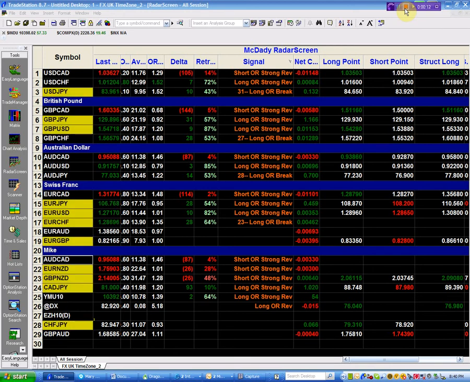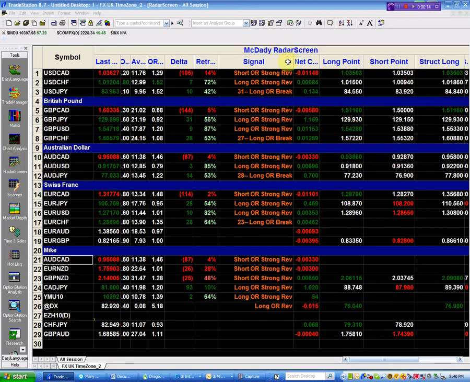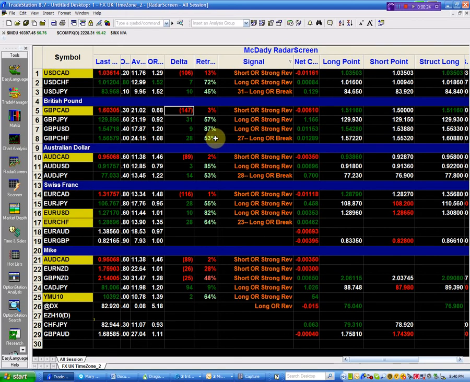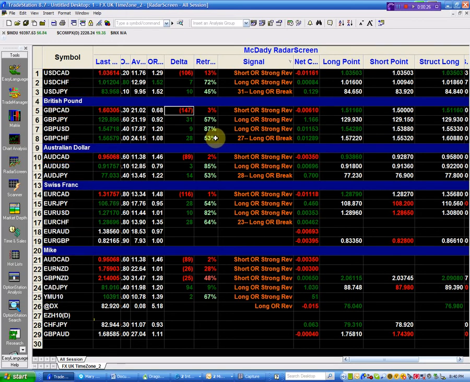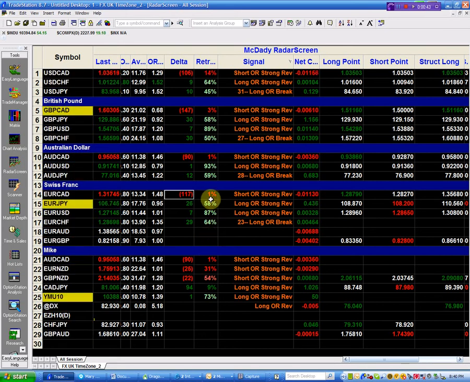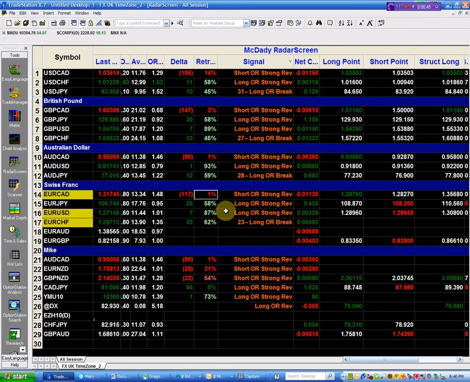As you can see from the radar screen, the currency that has been moving all day today was the Canadian dollar. It moved about 104 pips against the US dollar, 147 pips against the British pound, 89 pips against the CAD, and 116 pips against the euro. That is a very positive move, and also, as you can see, it is at the low of the day as far as the euro goes.